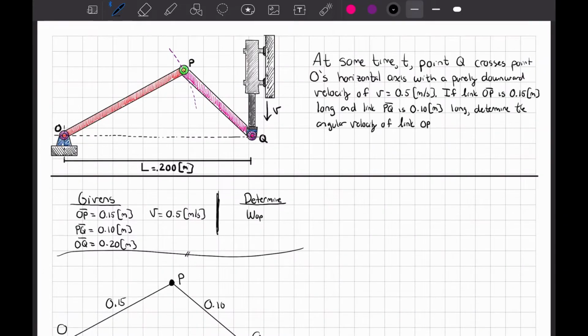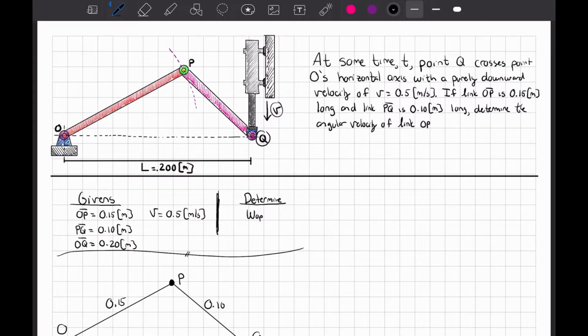Welcome back to another problem, and today we will be doing a relative velocity problem. And so let's get right into it. So we have at some time t, point Q, which is right here, crosses point O's horizontal axis with a purely downward velocity, as denoted by v here.